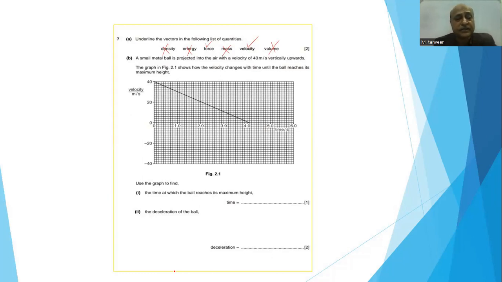This is the velocity. First velocity was 40. When it is moving in upward direction, its velocity is decreasing. Now, at this point, velocity is 0, and time is 4.1, 4.2 seconds. So the time from the graph is 4.2 seconds.